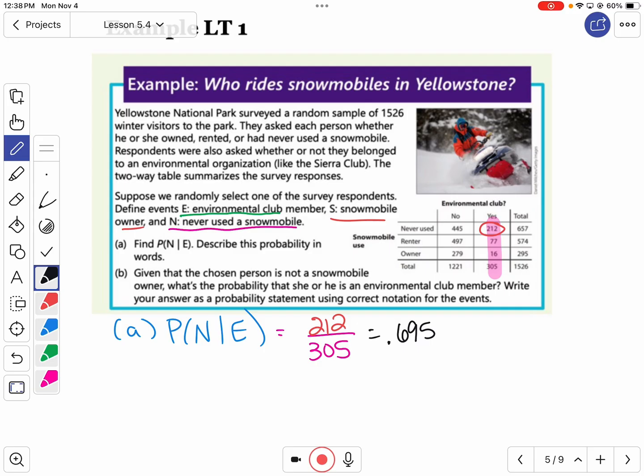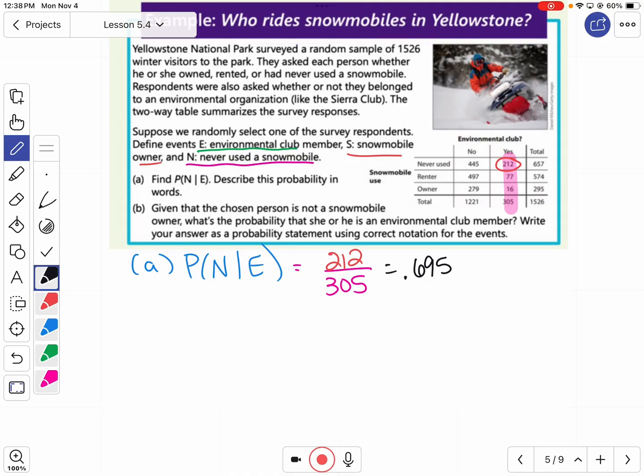All right, and then let's talk about that last one. It says, given that the chosen person is not a snowmobile owner, what's the probability that he or she is an environmental club member? They put it in words, and they want me to write the shorthand notation. Given that the chosen person is not a snowmobile owner, that's S complement. What's the probability that she is an environmental club member? So it's E given not S.